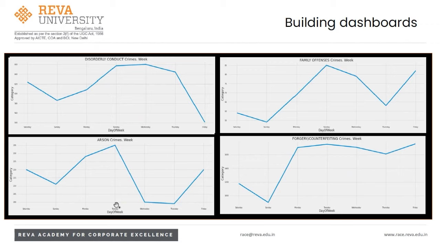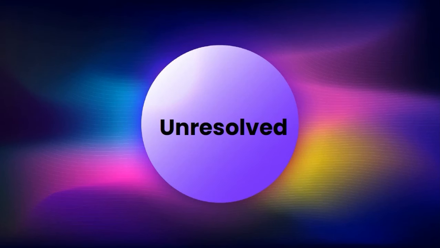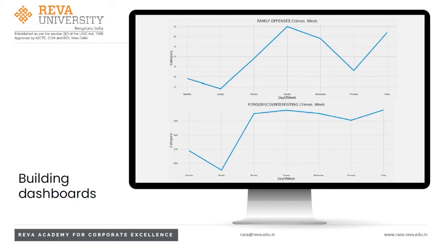Similarly, Tuesday, again, you see a spike in arson related crime. Again, you can see Tuesday, not much of a difference in family offenses. Again, you see Tuesday, there is a peak. When it comes to forgery and counterfeiting, Monday, Tuesday, Wednesday, by and large, you see a high incidence of forgery and counterfeiting, right? Since I've already interpreted this, I will not interpret it again. This goes to show how simple dashboards can reveal a lot of actionable insights.